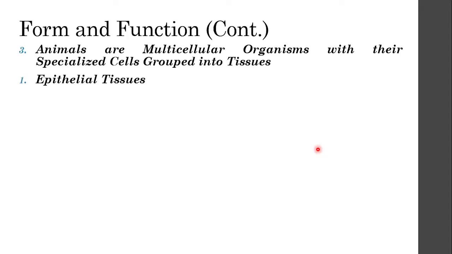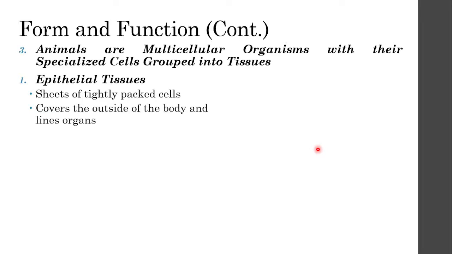So we have four main types of tissues. Epithelial tissues are sheets of tightly packed cells, and their function is that they cover the outside of our body and they line the organs. When we talk about lining, basically it's the one that creates the covering for the organs. So that's what the lining of an organ is. Its main function is as a form of barrier. And later we're going to talk more about the epithelial tissues and what they're for.